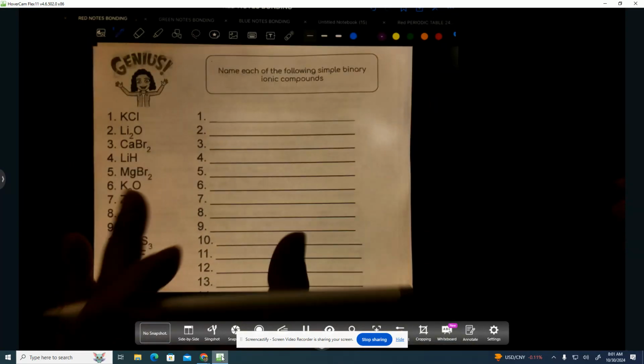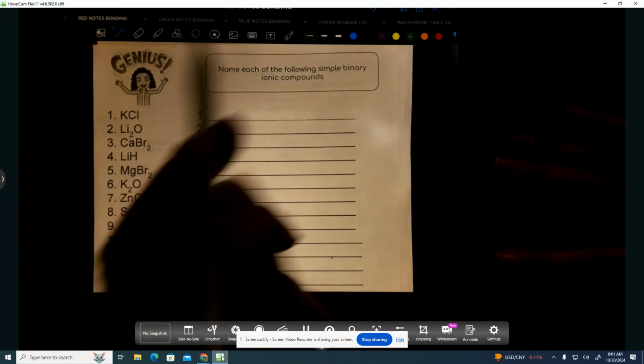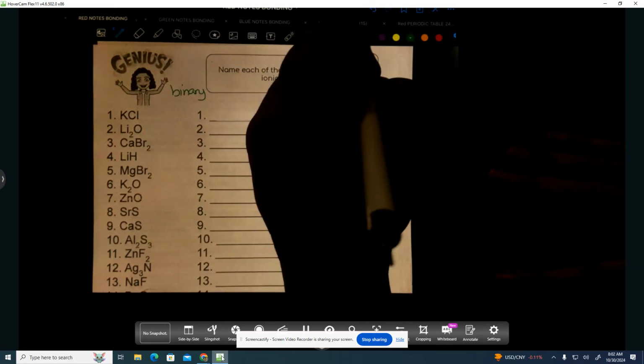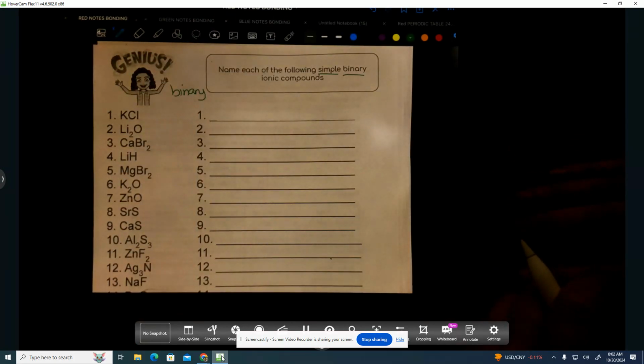Okay, good. All right, now on the second page, a lot of you went ahead, so I didn't have to stop and say, go ahead and do that. We're going to name them. These are binary compounds, and they're simple binary compounds. There's no funny business going on here. Funny business is coming your way.